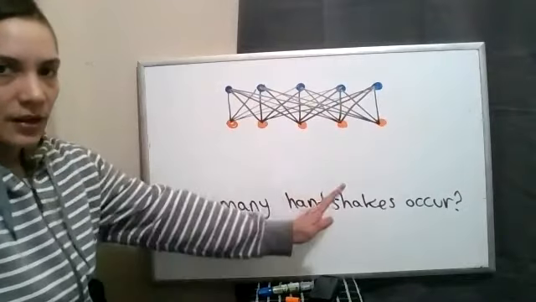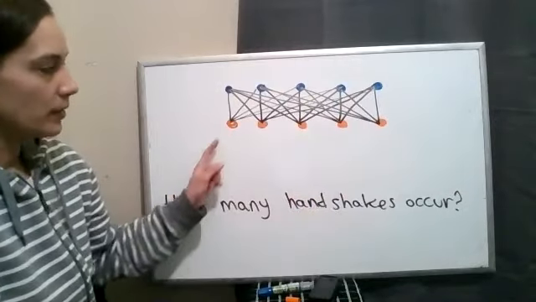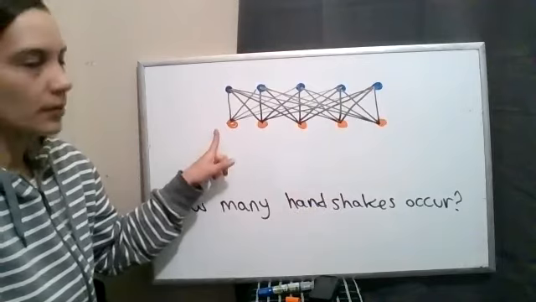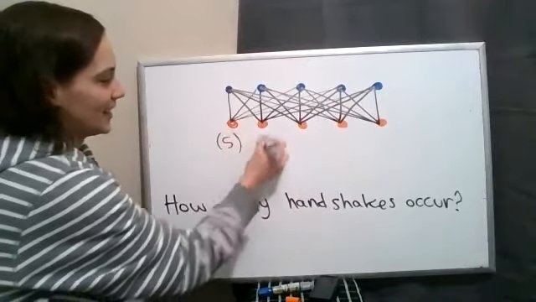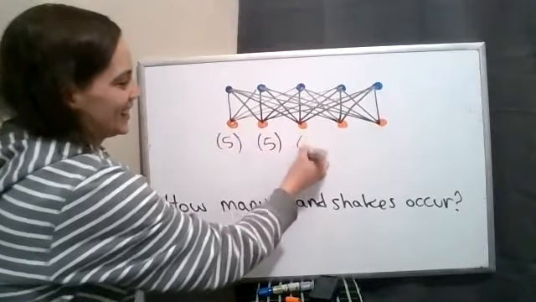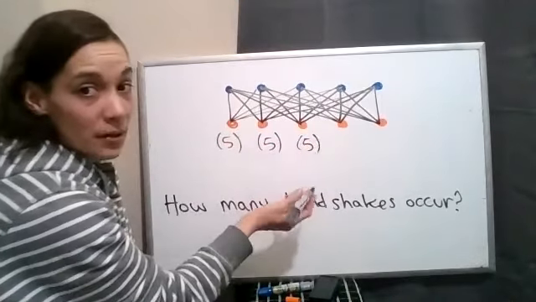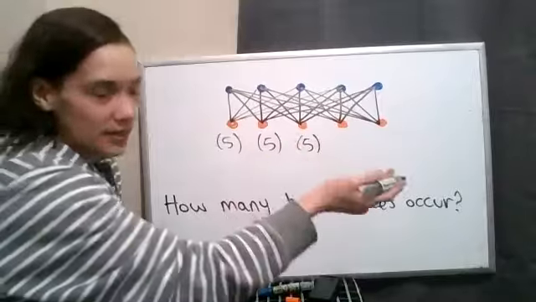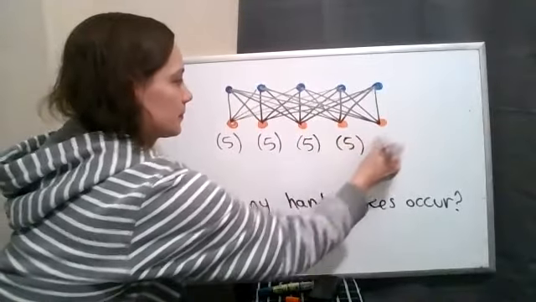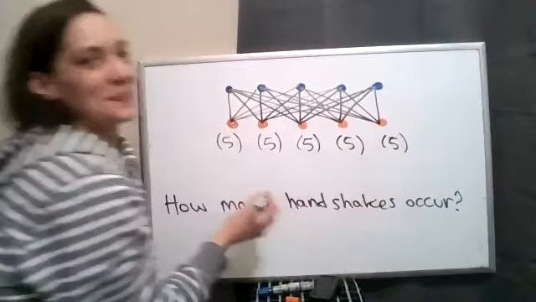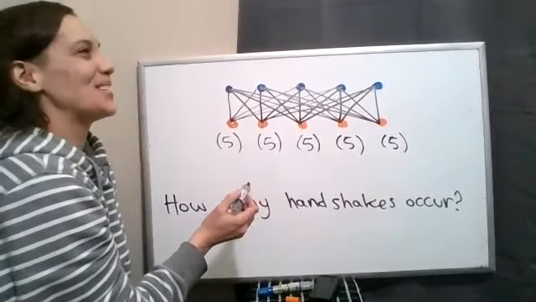Okay, so everyone's gone through, and now we're going to find the degree for each person, or vertex. This will be a degree 5. 5's all the way. Each person had 5 handshakes, or 5 connections. Same for the blue team.